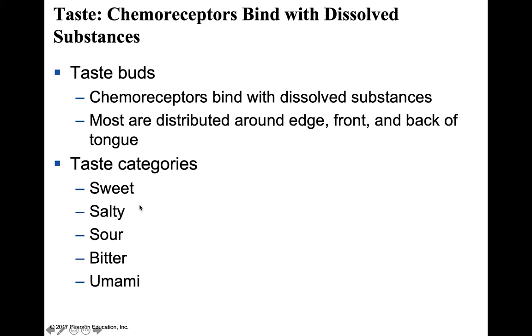Now, there are 5 categories of taste, and those are sweet, salty, sour, bitter, and the newest one is known as umami. And what this is, is savory. So these are the sensations that we are actually sensitive to.